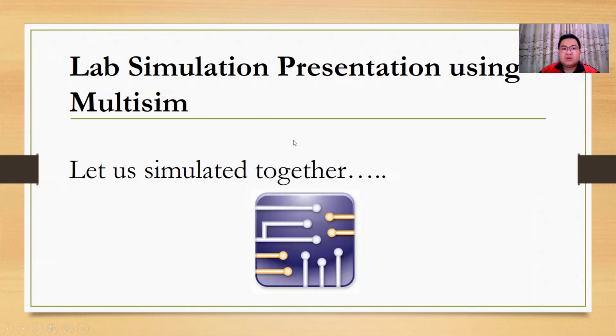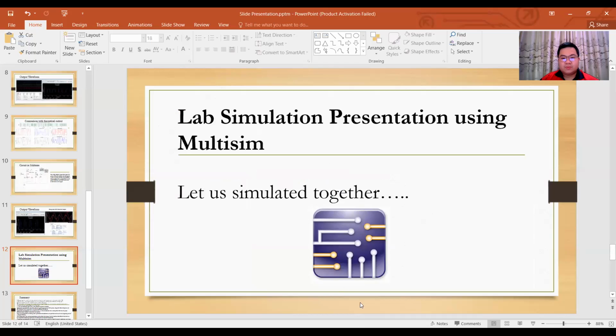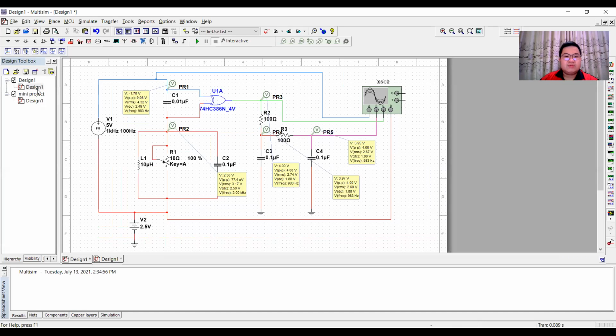Okay, so now I will present the lab simulation using Multisim. So this is my Multisim. For part 1, circuit 1 is the XOR gate. We will be using interactive simulation, so no need to set anything. We just need to prepare the FM voltage, capacitor, then the RLC circuit, then continue to the low pass filter. And this is the oscilloscope with ABCD pins, 4 pins.